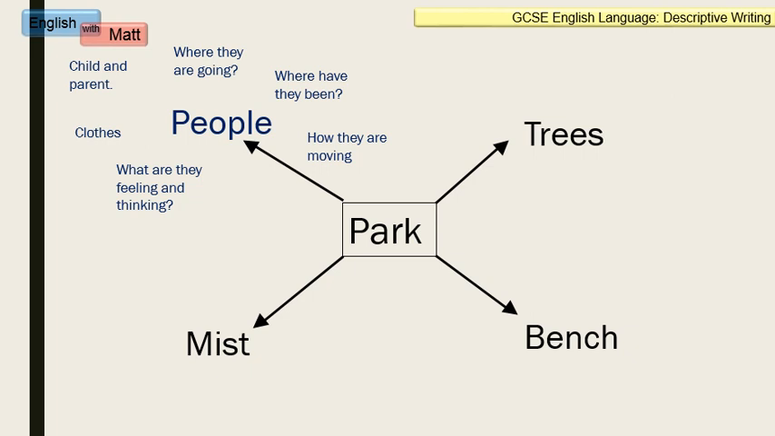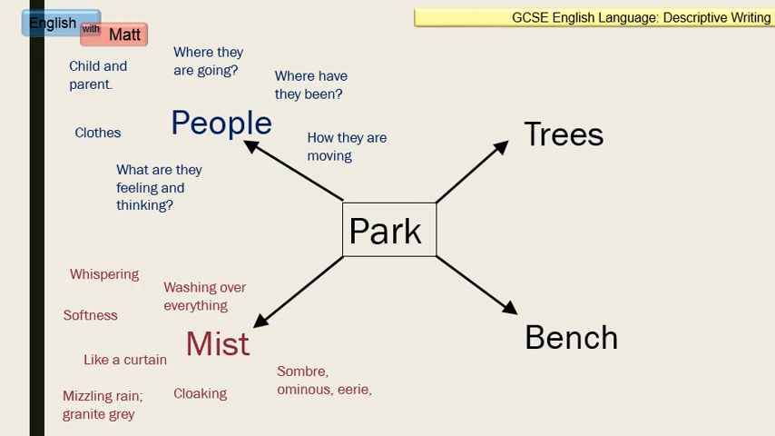What are they wearing? What do they look like? What are they feeling or thinking? Where are they going? Where have they been? And describe how they're moving as well, the sound that they're making as they're moving. So you're beginning to elaborate a bit more on thinking about what it is about these people that you could actually refer to. You're not just saying there are people, you're giving more information.